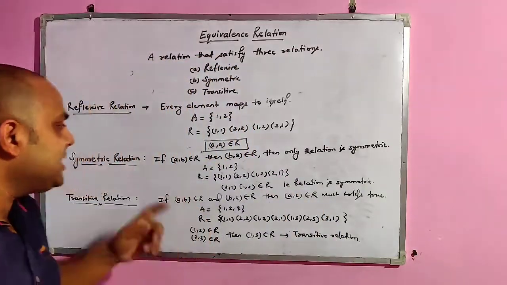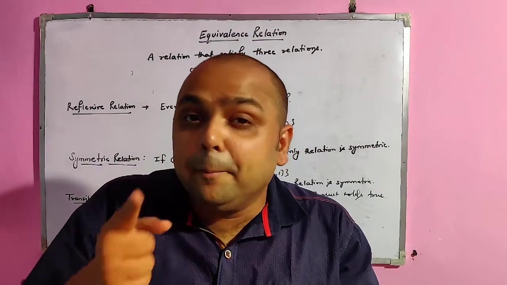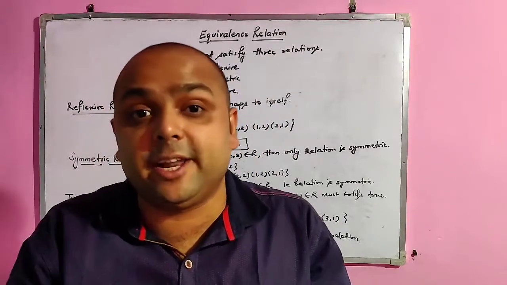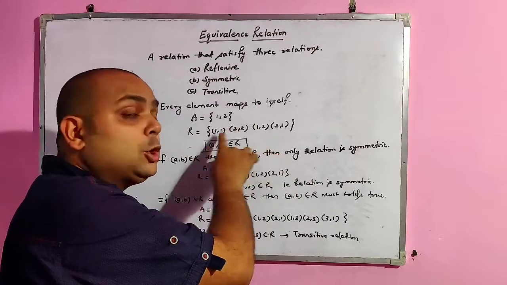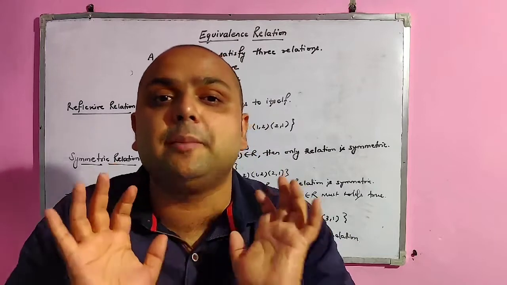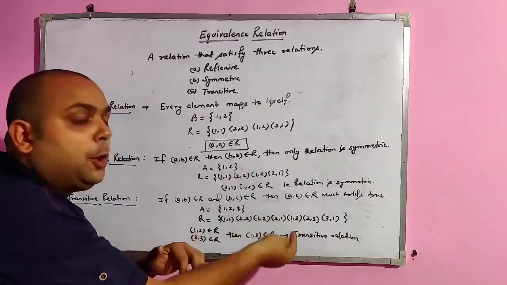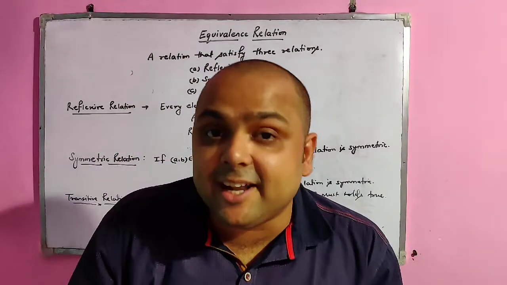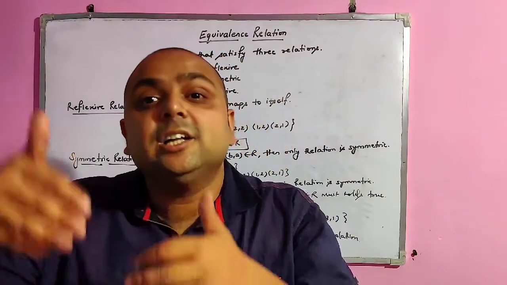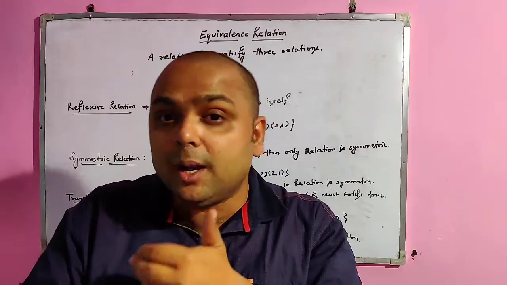Next is symmetric. Suppose (A, B) belongs to R, then (B, A) must belong to R. Only then is the relation symmetric. For example, if (1, 2) belongs to R, (2, 1) must belong to R. Otherwise the relation is not symmetric. As we see in the same example, (1, 2) and (2, 1) both belong to R, so that is called a symmetric relation. If (2, 3) belongs to R and (3, 2) belongs to R, then that is called a symmetric relation. If (A, B) belongs to R, (B, A) should belong to R.